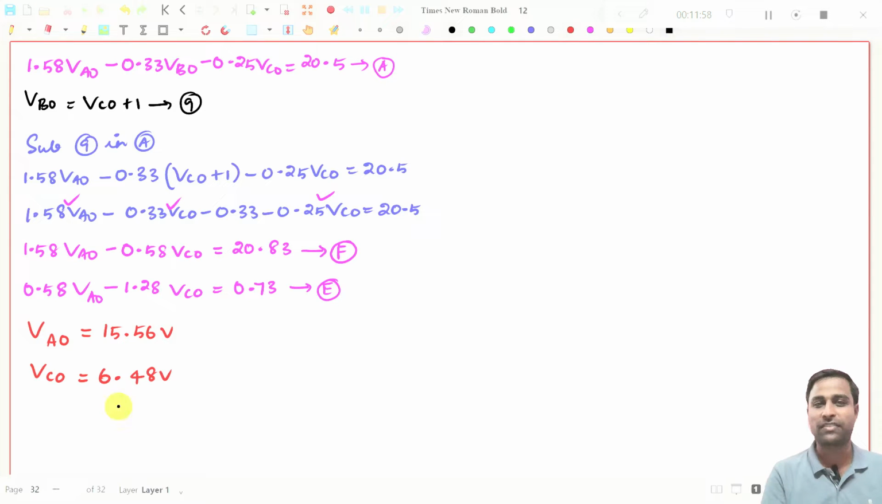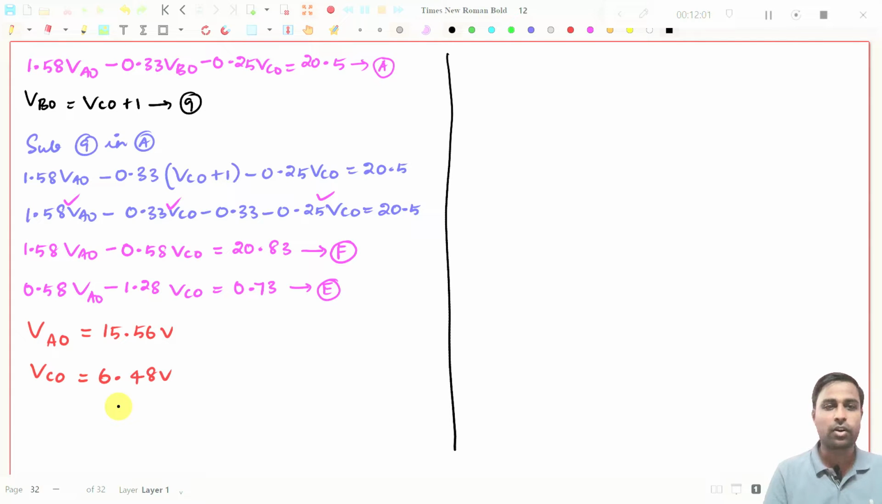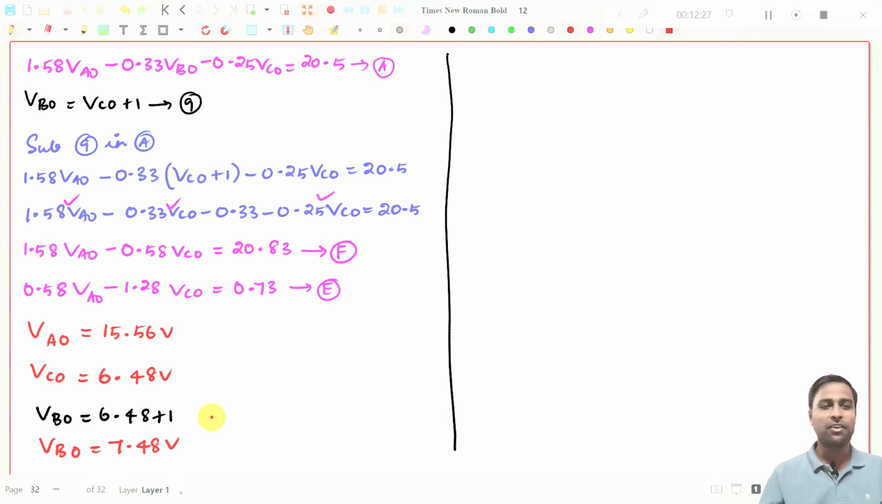Now it is very simple because we know that VBO is equal to what? VCO plus 1. So you can easily find VBO, right? So VBO will be equal to what is VCO? 6.48 and I'm writing here 6.48 plus 1. What you will get? Simple. VBO will be equal to what? 7.48 volt. That's all. Now we have found what is VAO, what is VBO and what is VCO, right? All the node voltages have been found. Now it is very simple. We have seen already these kind of things, right?